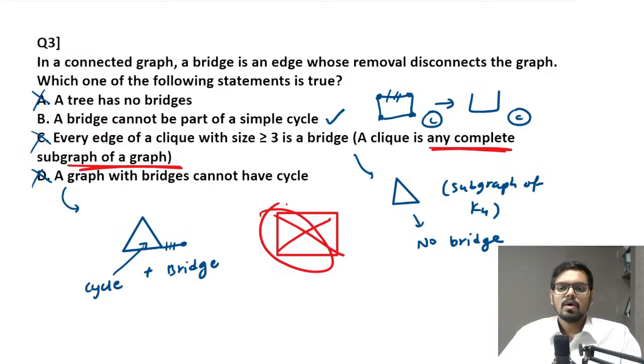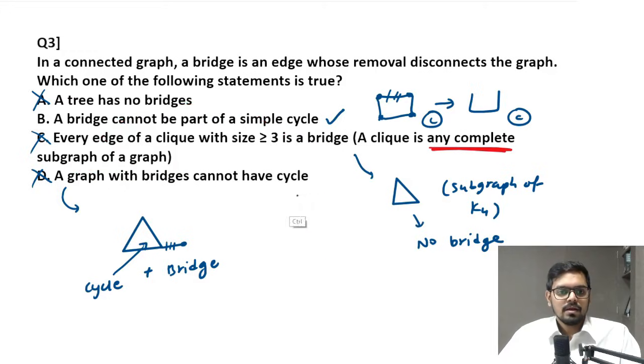Incorrect. Simple counter example, incorrect. Option D incorrect. Why? A graph with bridges cannot have a cycle. Who said a graph with bridges cannot have a cycle?